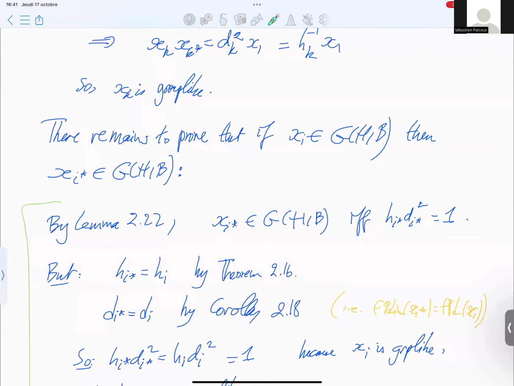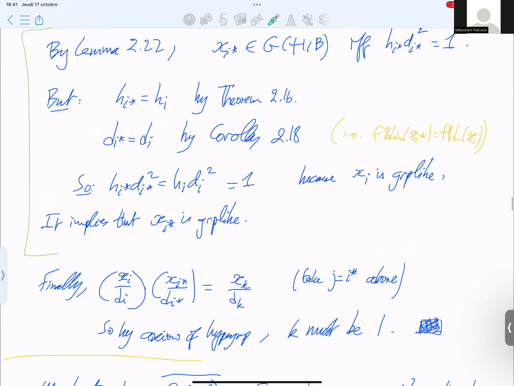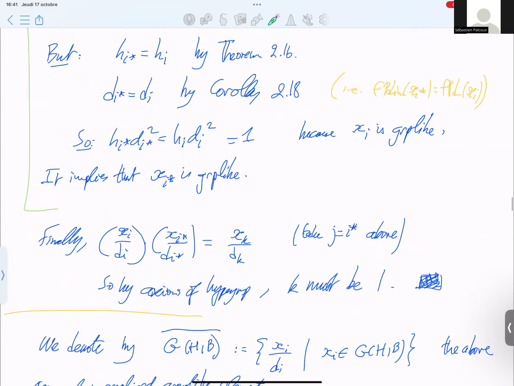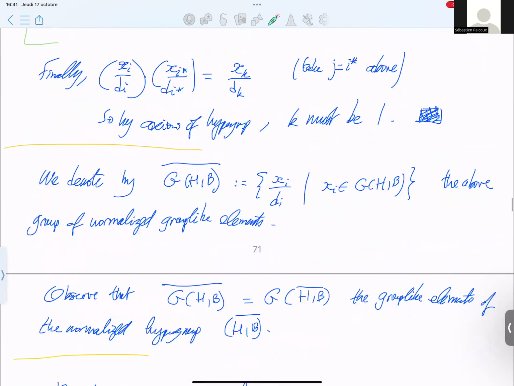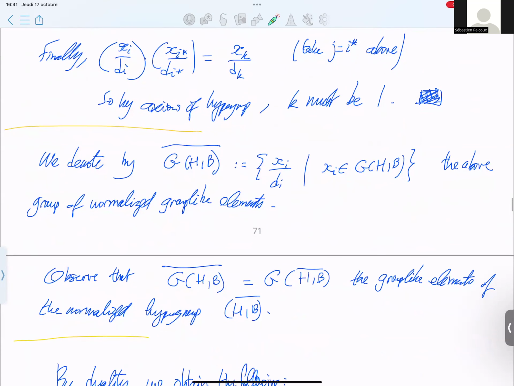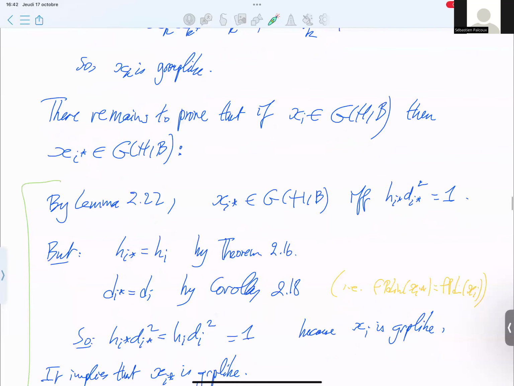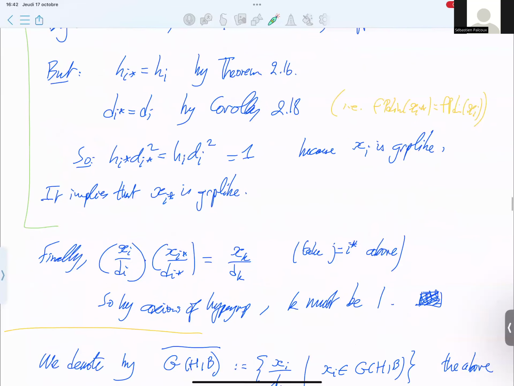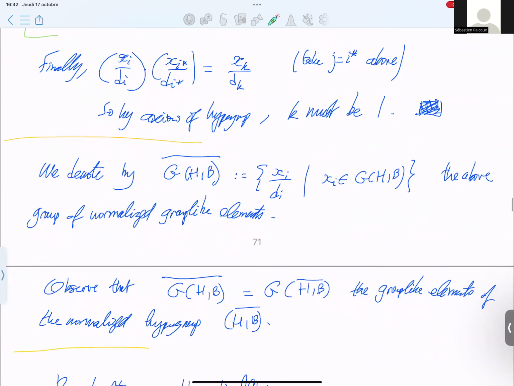Okay, so the last step is to prove that if you have a group-like element, this dual is also group-like. It's not complicated, but it's not short. You need one slide, almost 2 slides for the proof. But I think all the details are written here. There are no difficulties in reading the details.